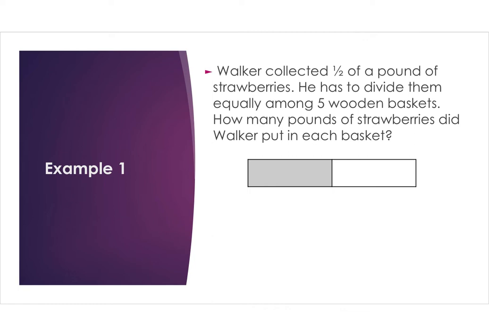Okay, Walker collected 1/2 pound of strawberries. He has to divide them equally among 5 wooden baskets. How many pounds of strawberries did Walker put in each basket? So we have 1/2 that has to be divided by 5. So let's look how we model that first.